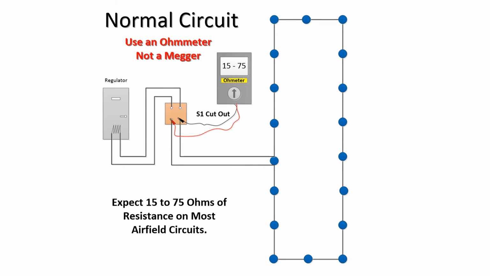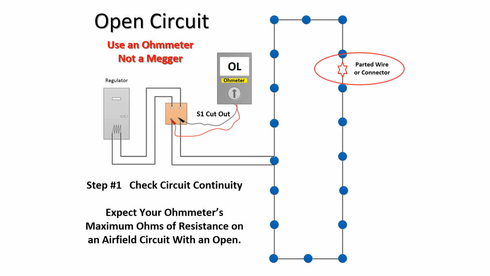If you pull your S1 cutout and put an ohm meter on your lines going out to your field, and you check your resistance in that line, you're probably going to get about 15 to 75 ohms on most circuits, depending on the size of the circuit. In the case where you have an open, if you check across your lines going out to your field, you should max out your ohm meter. You'll have no continuity in your circuit going around the field.